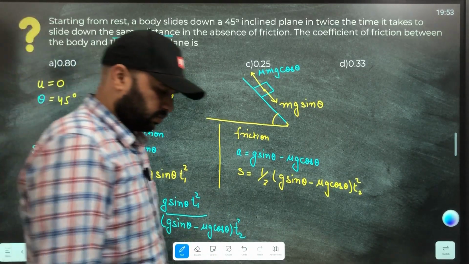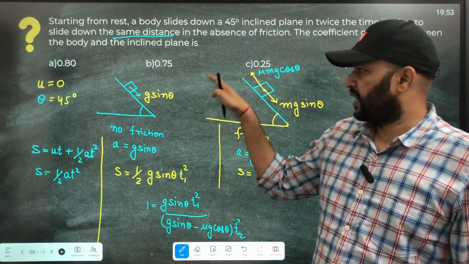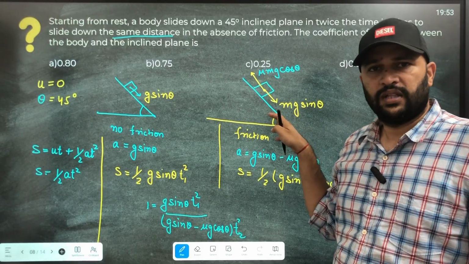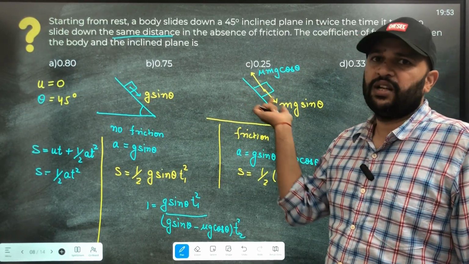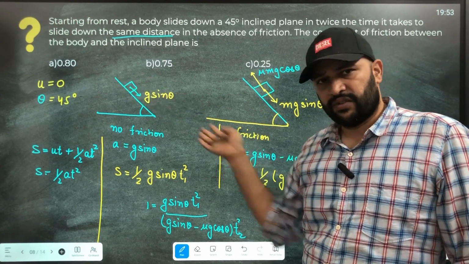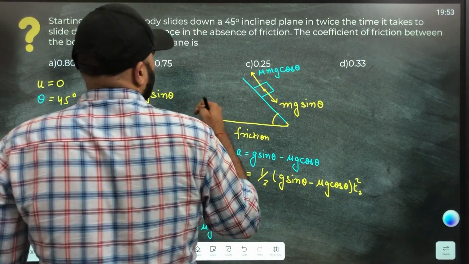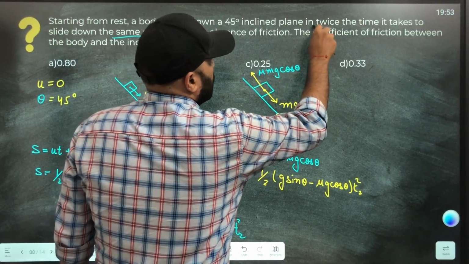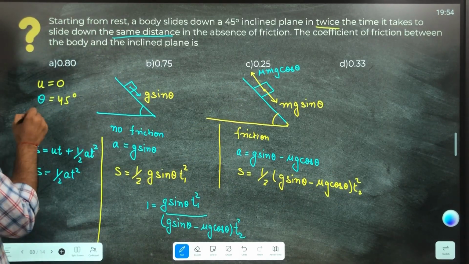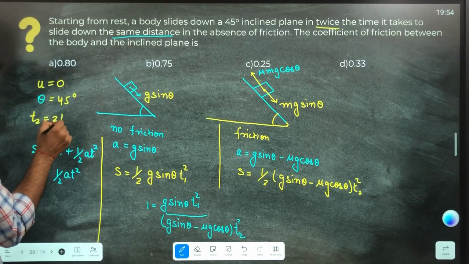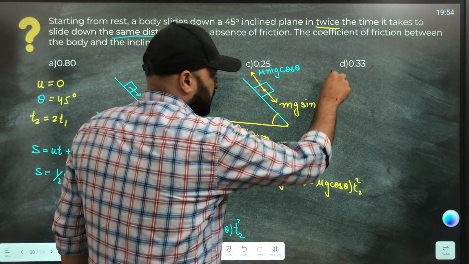If there is no friction, the block is coming down. If there is friction, the block is again coming down, in which case it will take more time. Obviously with friction it will take longer. Here, with no friction, it will come fast. So this time will be higher than this time. By how much? Twice. So T2, which is in this case, and T1 in this case. So T2 is twice of T1. Let me use this value also and simplify our expression. Let me solve it here.